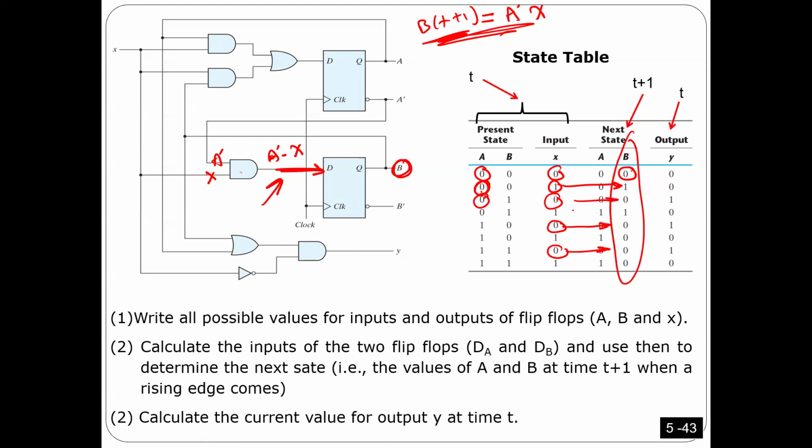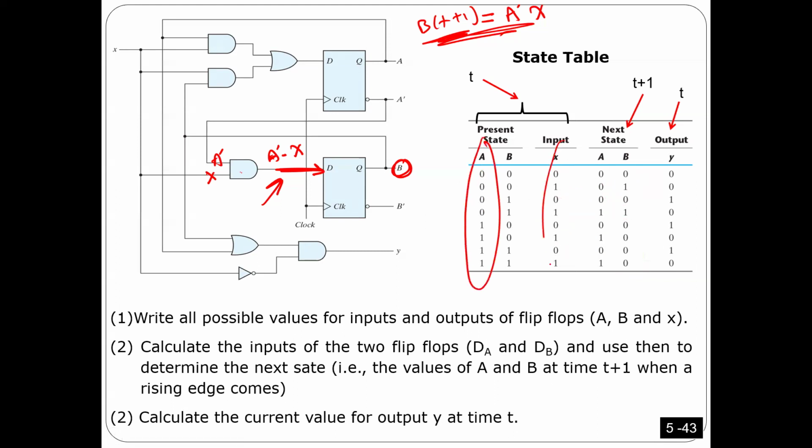Let's look at this one here. This one is 1, and here A prime is 1, so 1 and 1 should give you 1. You got what I'm saying? So once you have this equation, I'm going to plug in A and X in this equation, and I will get B. Is that okay?